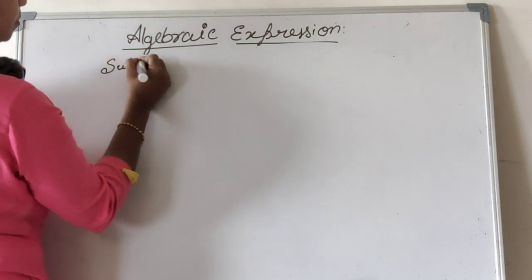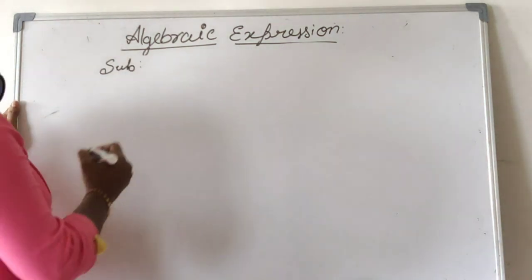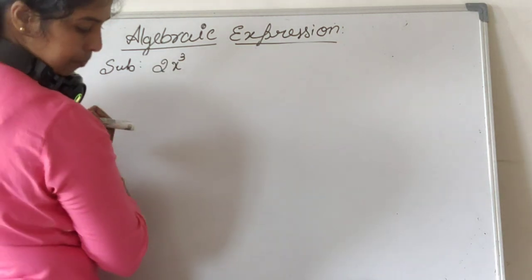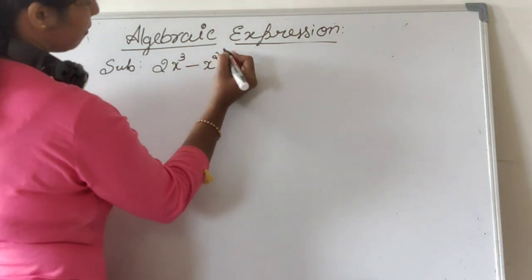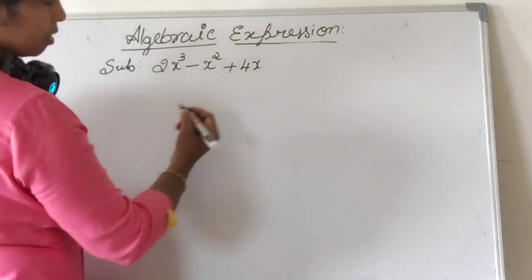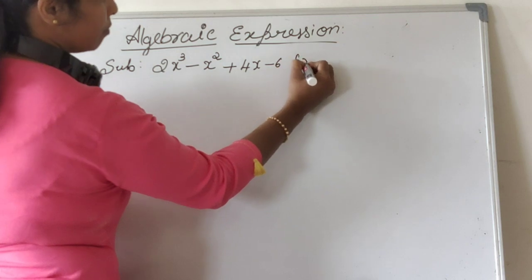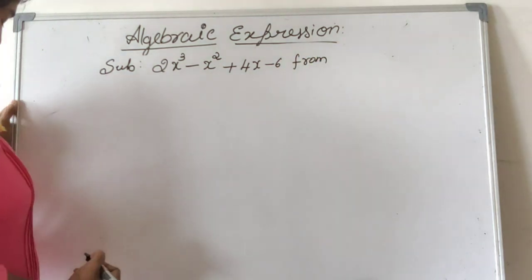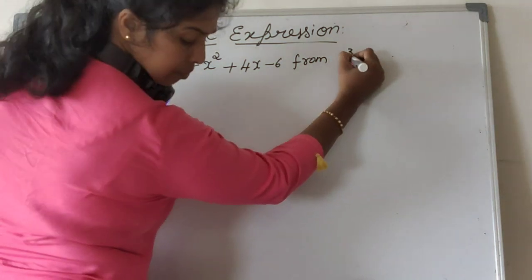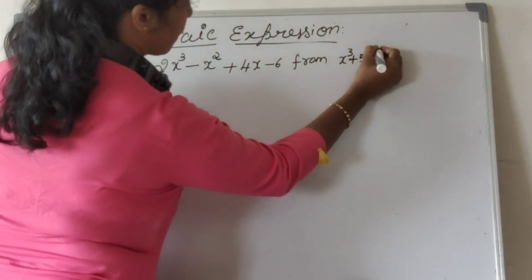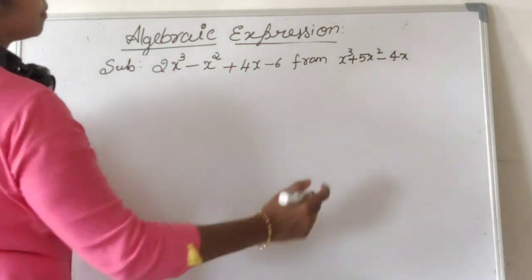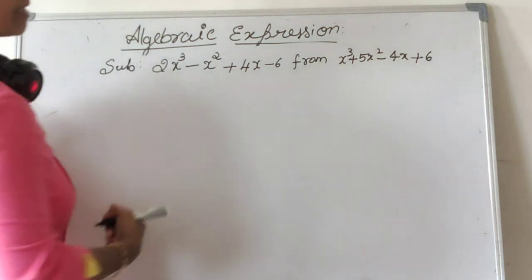Subtract 2x cube minus x square plus 4x minus 6 from x cube plus 5x square minus 4x plus 6.